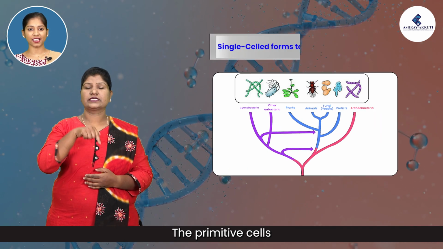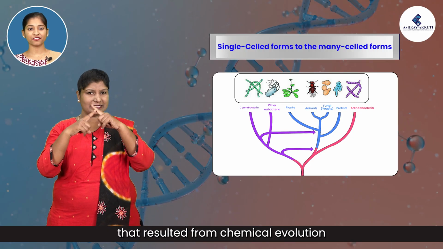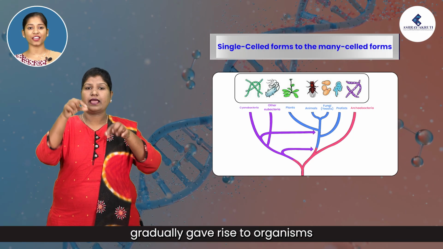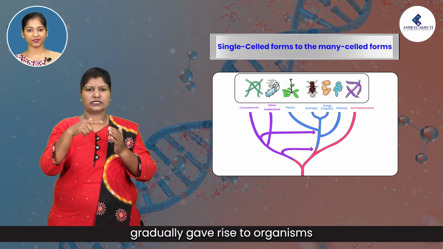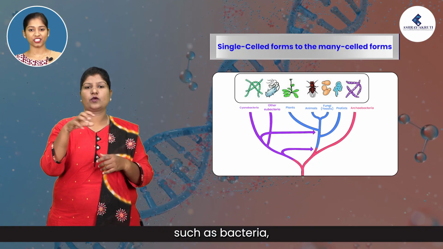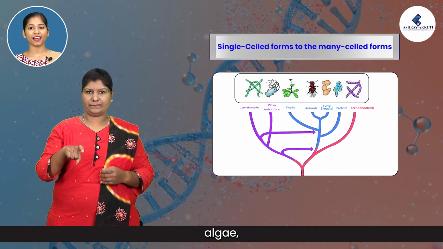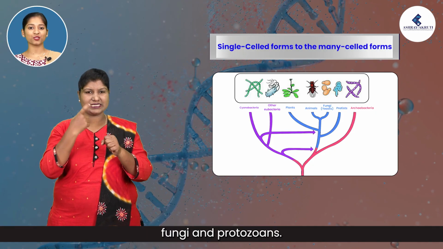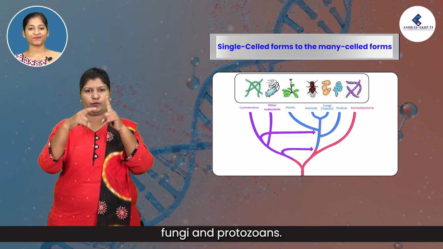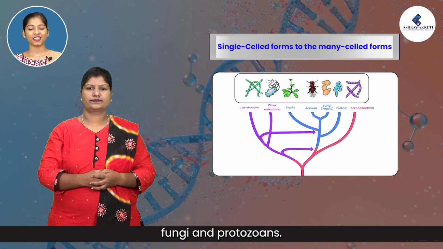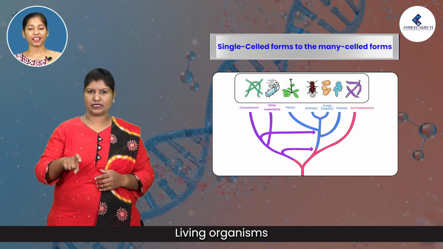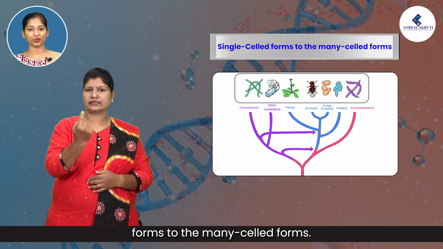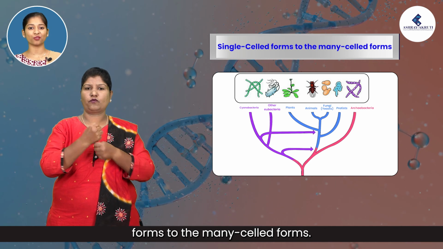The primitive cells that resulted from chemical evolution gradually gave rise to organisms such as bacteria, algae, fungi and protozoans. Living organisms have undergone changes from single-celled forms to the many-celled forms.